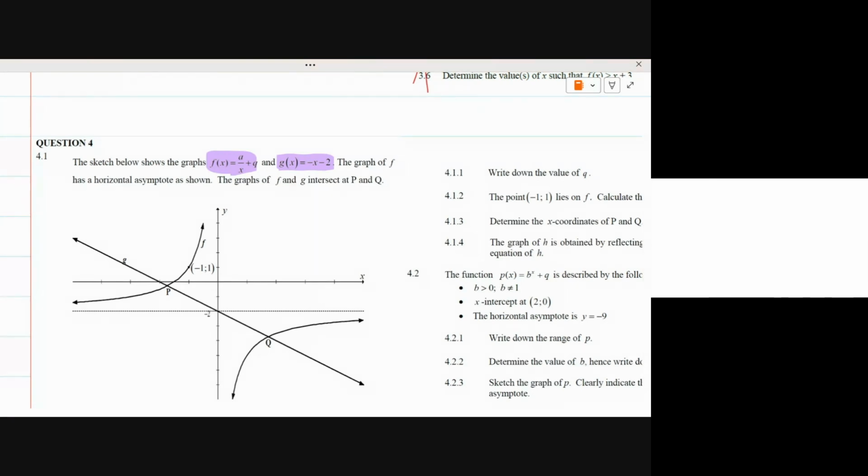Now it says, the graph of f has a horizontal asymptote. What is the horizontal asymptote again? Is it the x or the y? Is it the x or the y asymptote that they've given us?